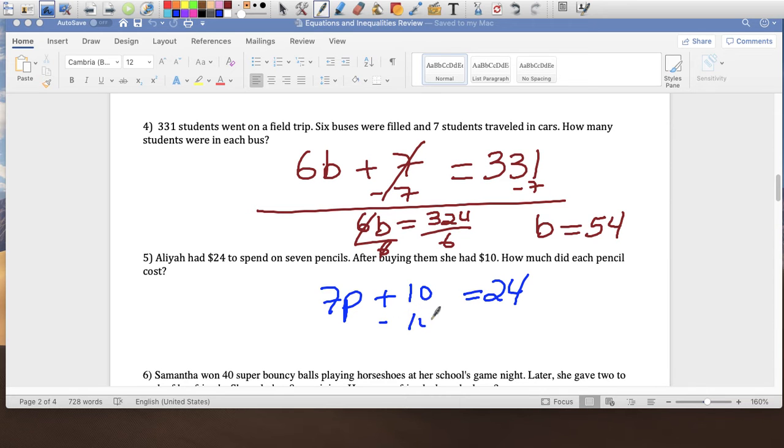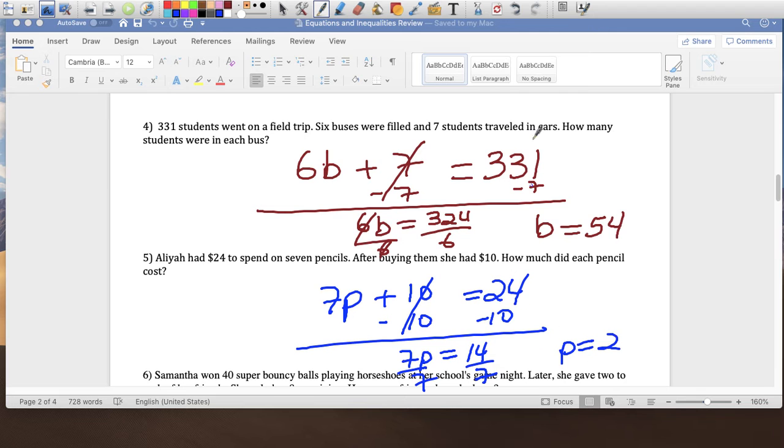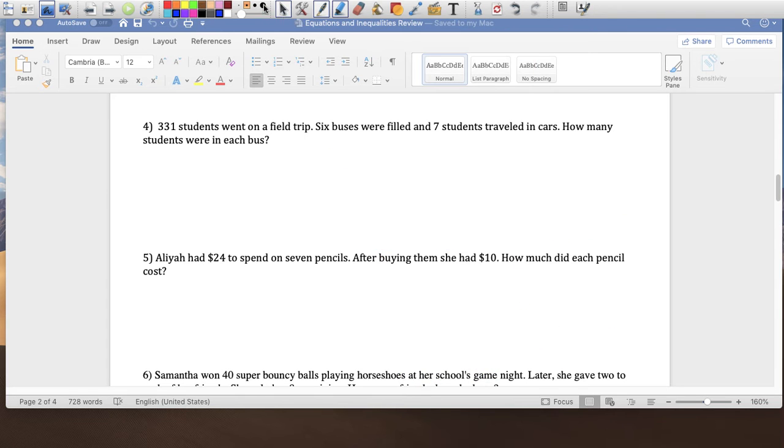So minus 10, cross this out. We're going to have 7p equals 14. Divide both sides by 7, and p equals 2. So that means that each pencil was $2. Okay.